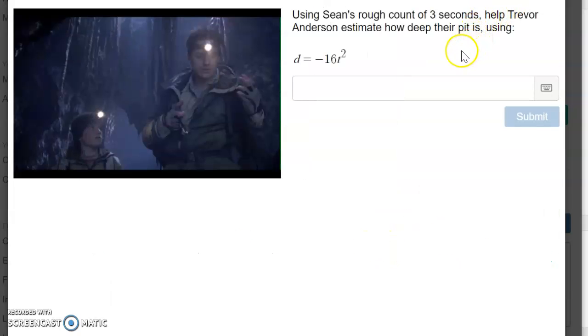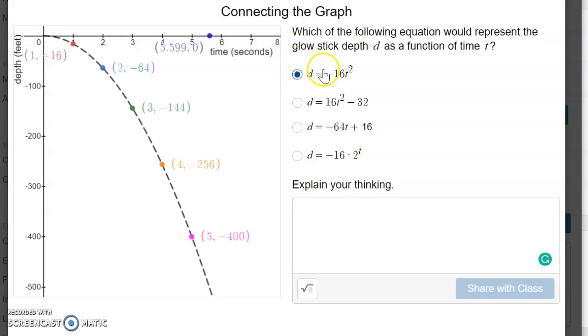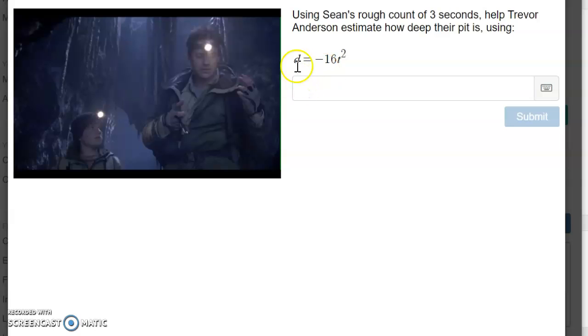Alright, then using Sean's rough count of 3 seconds, help Trevor Anderson estimate how deep their pit is using d is equal to negative 16t squared. That is actually going to be the equation that you can use for anything that you drop. That is going to be consistent because gravity is pretty consistent. So d is equal to half of g times t squared, and he said approximately 3 seconds. So it's going to be 3 squared times negative 16.